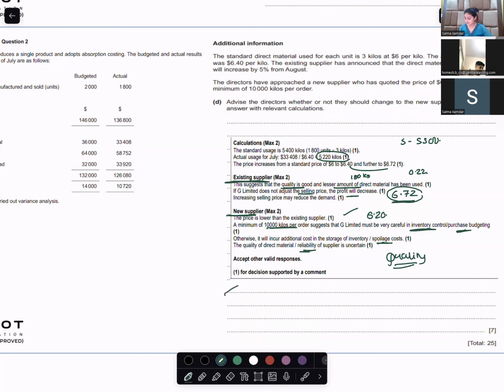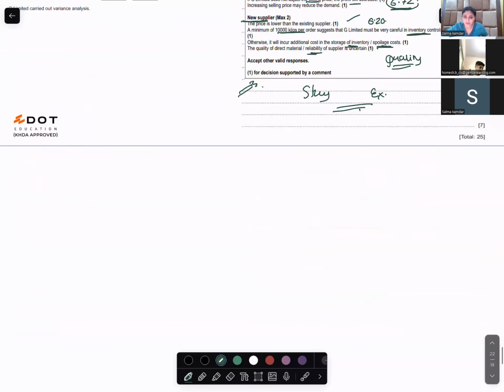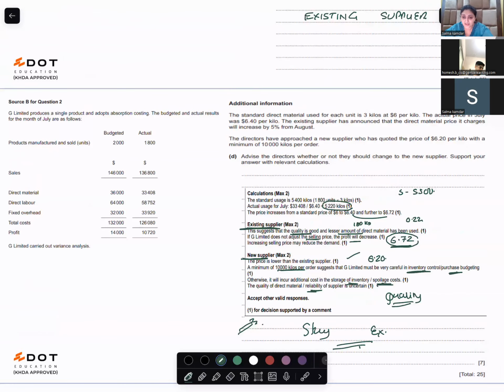So, what is your advice? I think he should stay with his existing supplier because they supply him with quality goods. He can use that to leverage his selling price. Because if he opts for cheaper goods and orders more, what he saves in the price he might spend on spoilage cost and storage of inventory. So with this, we complete question number 2 of standard costing, October November 23 paper 41.